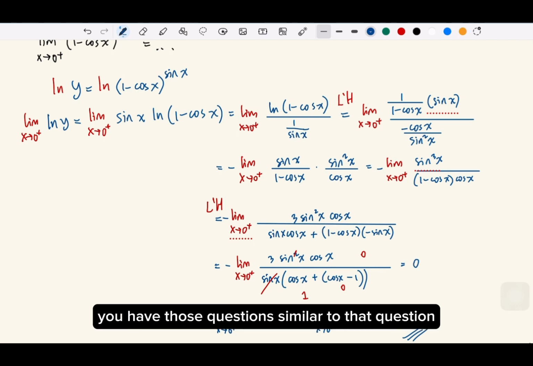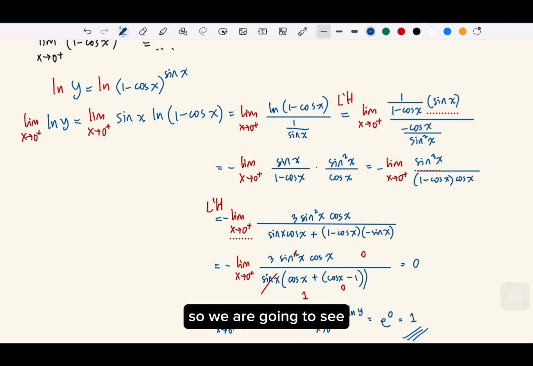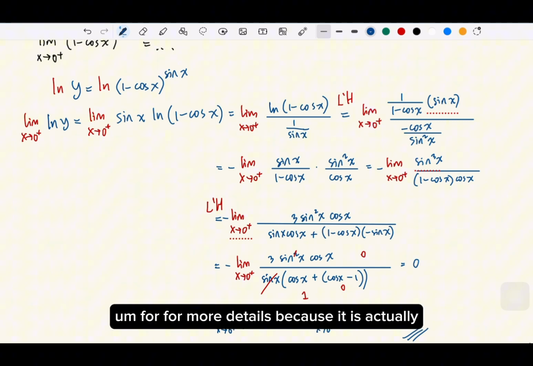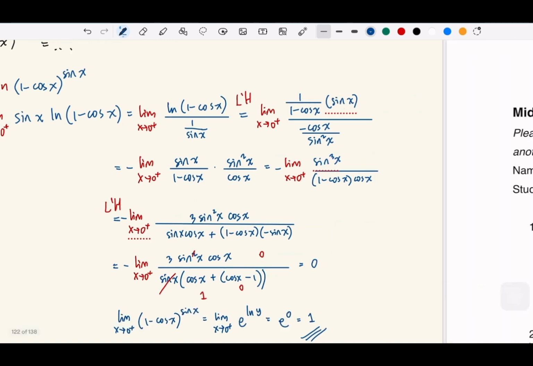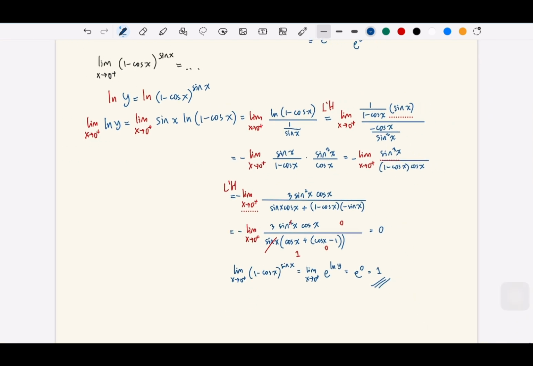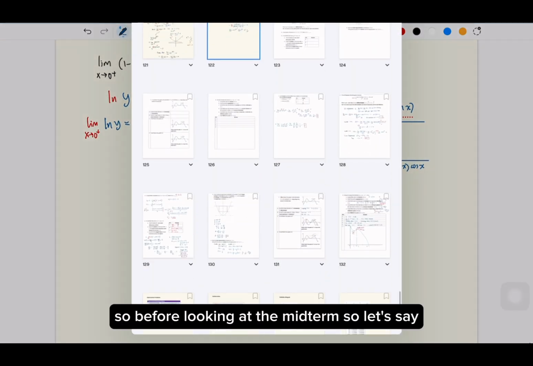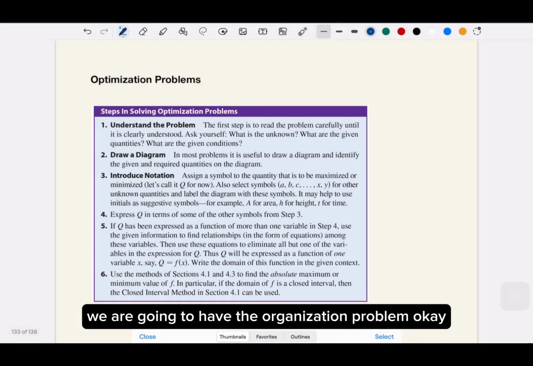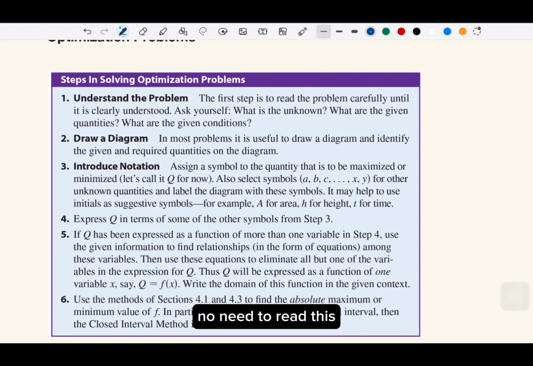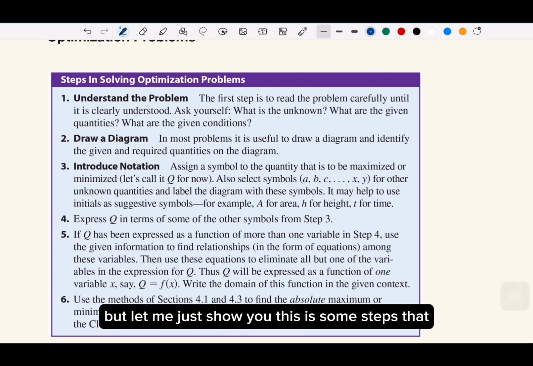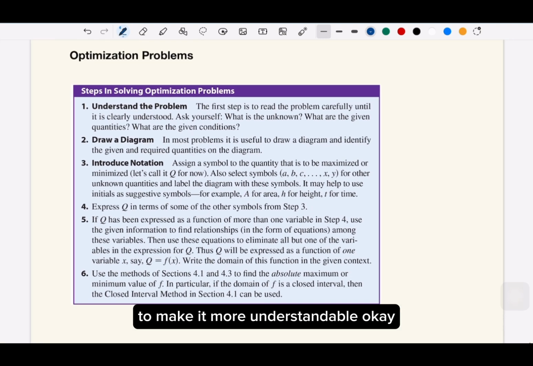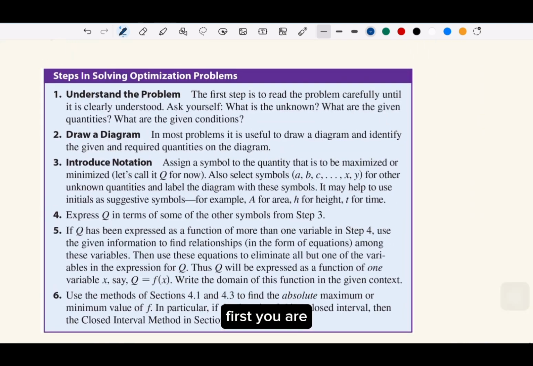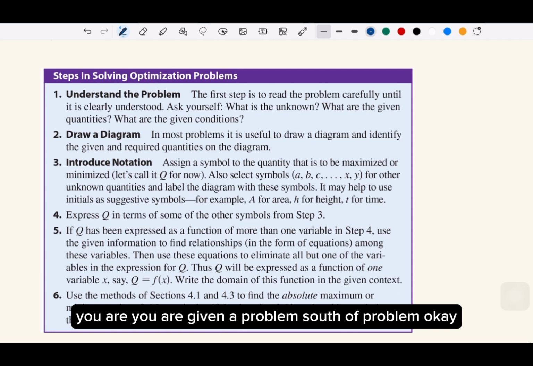I think similar with that, right? You have those questions, similar to that question. So we are going to see more details, because it is actually one application of the maximum minimum. Okay. So before looking at the midterm, let's say we are going to have the optimization problem. No need to read this, but let me just show you. These are some steps in your textbook, but I will simplify this to make it more understandable, okay? So first, you are given a problem, a set of problem, okay?